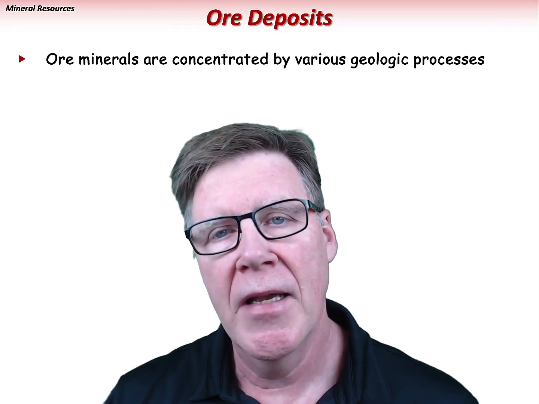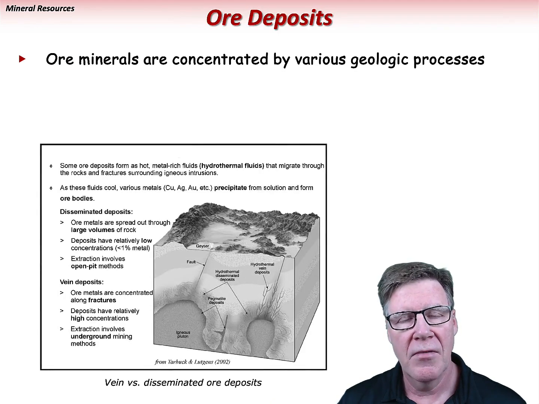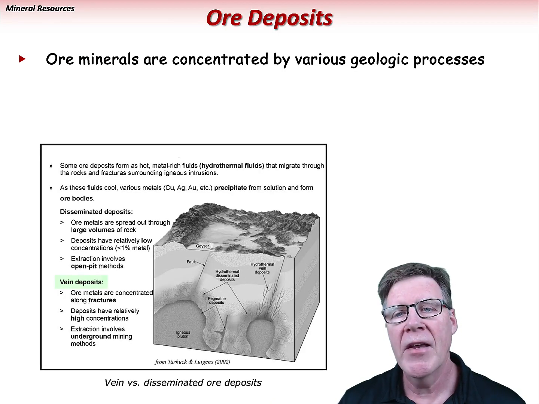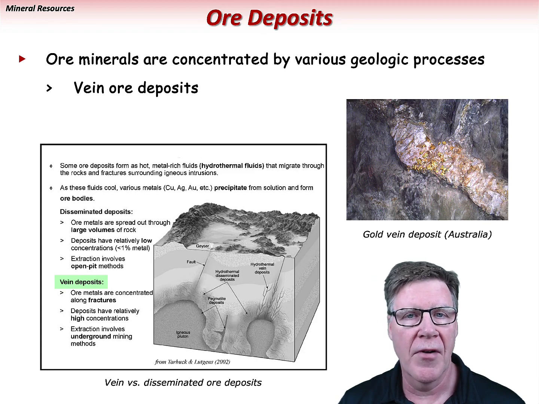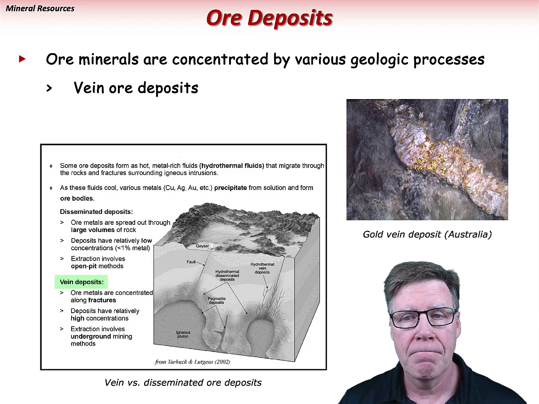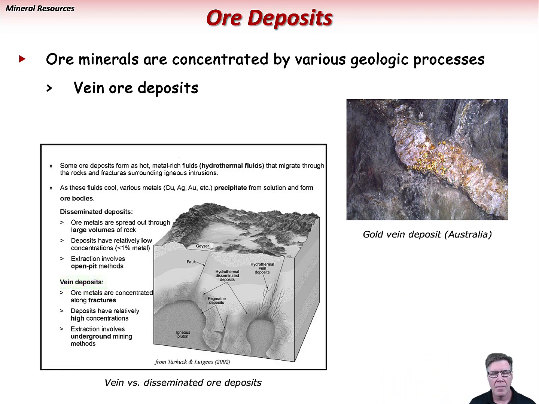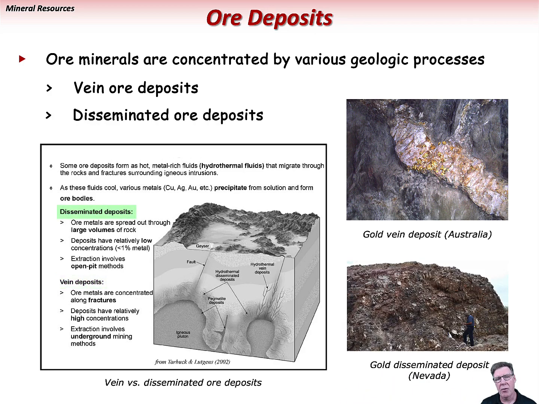Ore deposits are accumulations of ore minerals concentrated by various geologic processes. There are two main types of ore deposits, vein and disseminated. Vein ore deposits are usually concentrated along fractures or faults, and ore minerals are present in relatively high abundances. Vein ores are typically extracted via underground mining methods. Disseminated ore deposits are spread throughout large volumes of rock, and thus have relatively low metal concentrations, like less than 1%. Disseminated ores are extracted usually using open-pit mining methods.